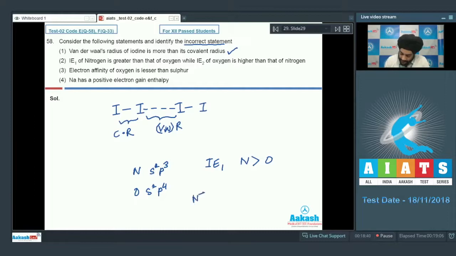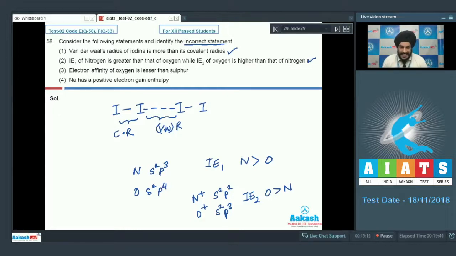But if we look at N+ and O+, when we're talking about the second ionization energy, N+ has a configuration of 2s2 2p2, whereas O+ will now have a configuration of 2s2 2p3. Now O has obtained a half-filled orbital configuration, so the ionization energy of O+, or the second ionization energy of O, shall be greater than that of nitrogen. So statement 2 is also correctly given. Let us look at option 3 now.